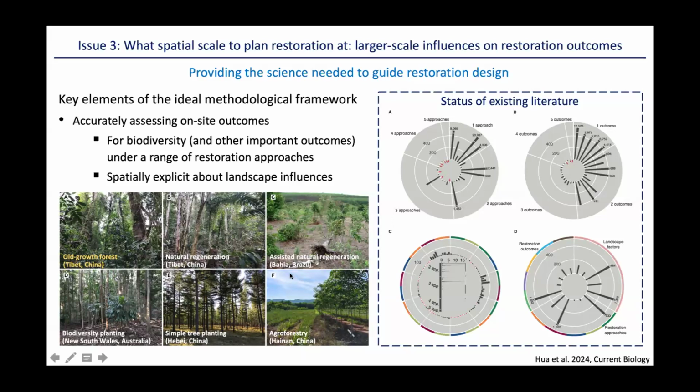I should also note that whereas tree planting has a relatively big literature in our research, restoration approaches like assisted natural regeneration have very limited research effort, as well as biodiversity planting. So this really points us to some existing glaring data gaps.